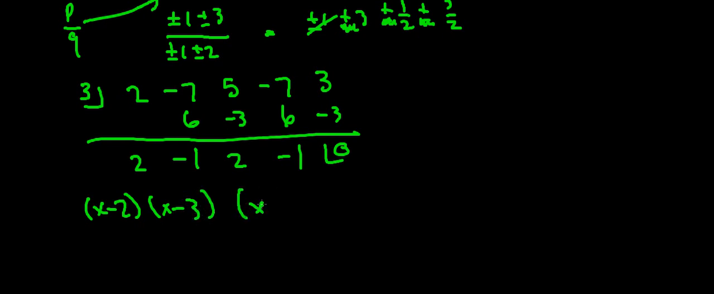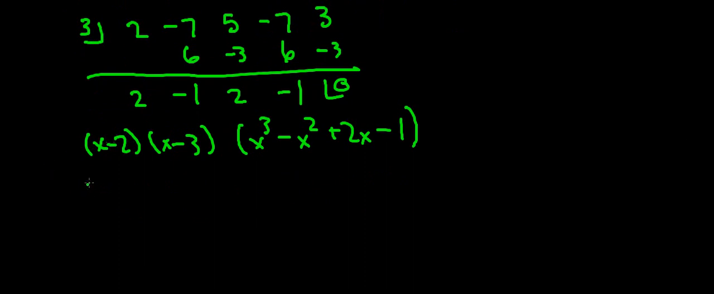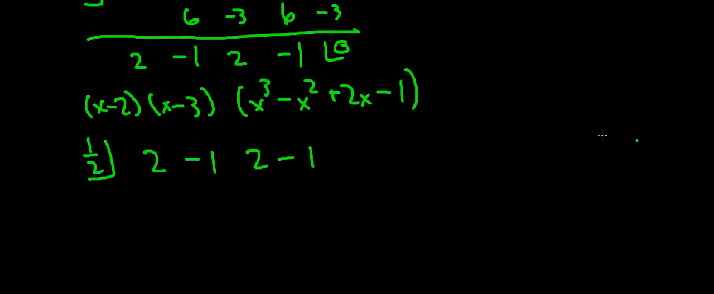Now we're left with x cubed minus x squared, you can put a 1 in front of it if you want, plus 2x minus 1. So now we've done 3. Now we're left with 1/2 and 3 over 2. And I can see here that 1/2 will work. So I'm just going to test that one first. So 1/2, 2, minus 1, 2, minus 1. So this is an easy one to see that 1/2 will work.